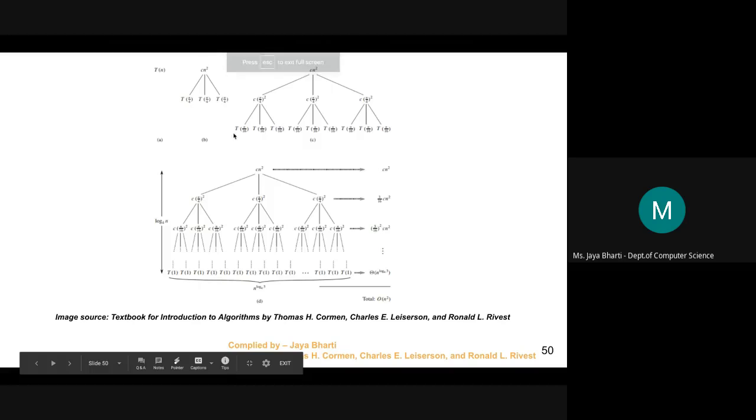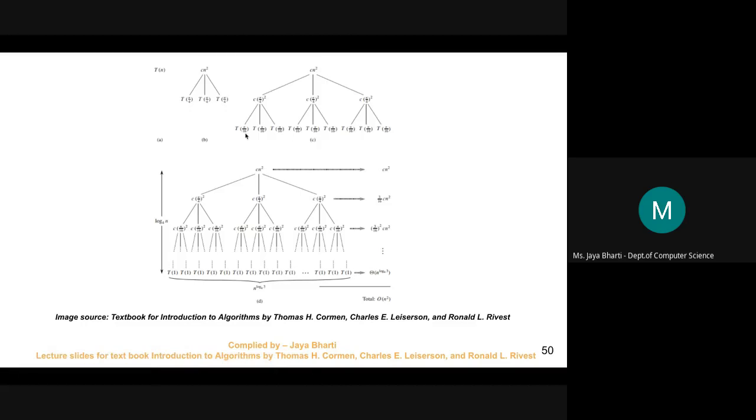So now again you need to divide all these sub problems into further 3 problems until each problem is of size 1.